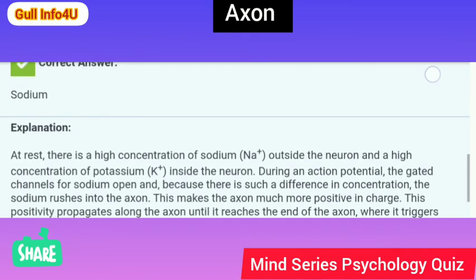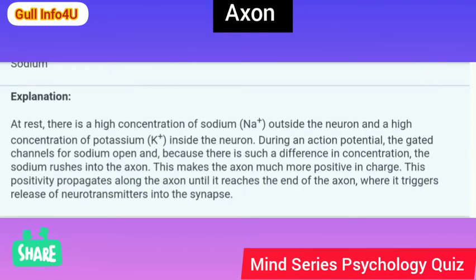Explanation of why it is true. At rest, there is a high concentration of sodium (Na+) outside the neuron and a high concentration of potassium (K+) inside the neuron. During an action potential, the gated channels of sodium open, and because there is such a difference in concentration, sodium rushes into the axon. This makes the axon much more positive in charge. This positivity propagates along the axon until it reaches the end of the axon, where it triggers the release of neurotransmitters into the synapse.